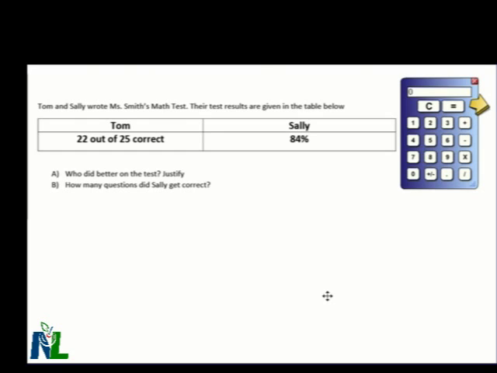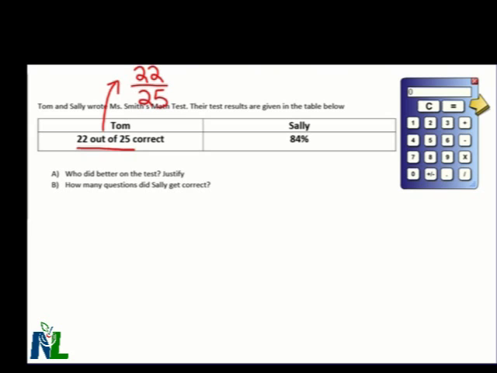Two students wrote Mrs. Smith's math test, which is the same test, meaning they did the same questions. Tom had 22 out of 25 correct, but Sally had a percentage. So we're looking at making equivalent fractions and percentages. So if we look at 22 out of 25, we can write it as a fraction.